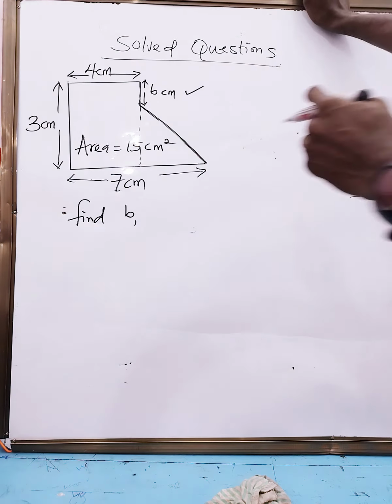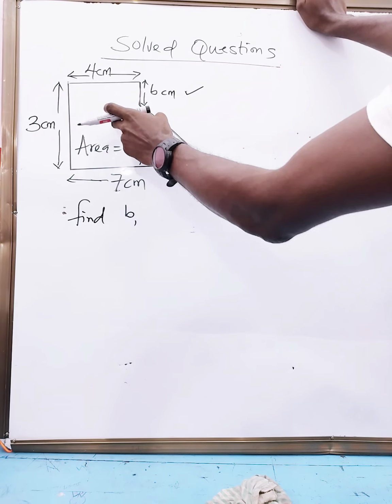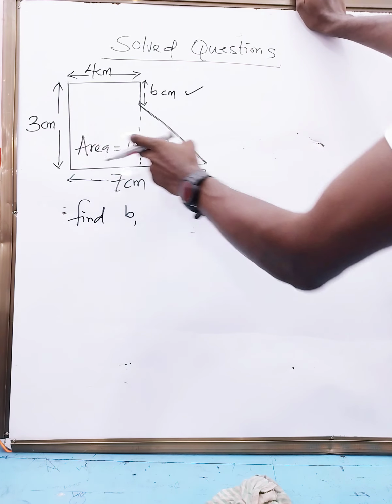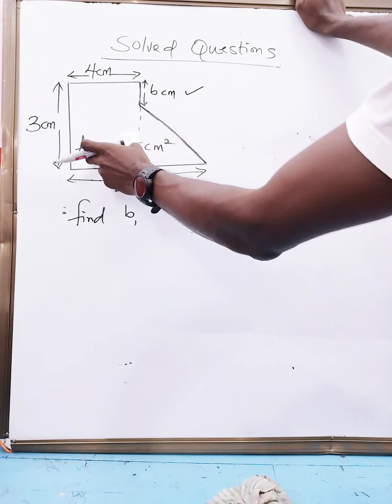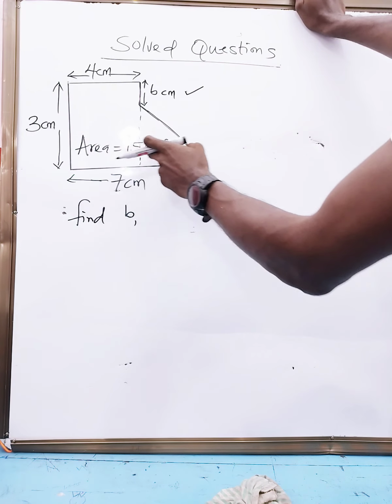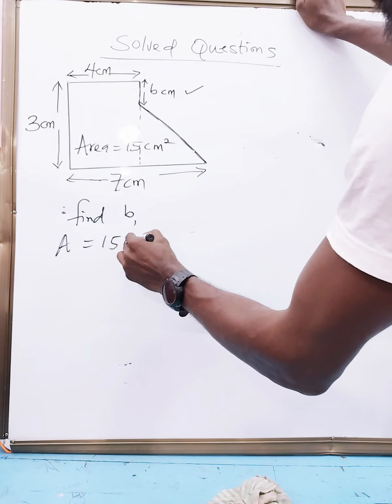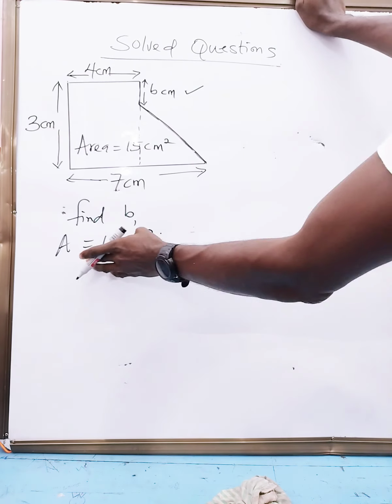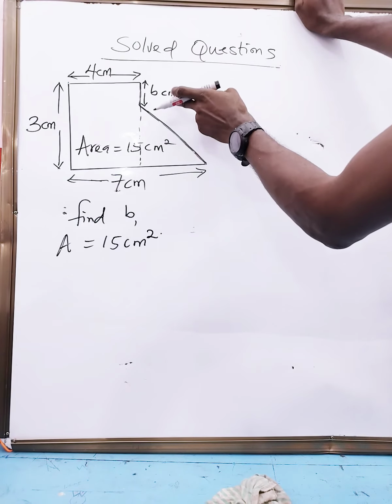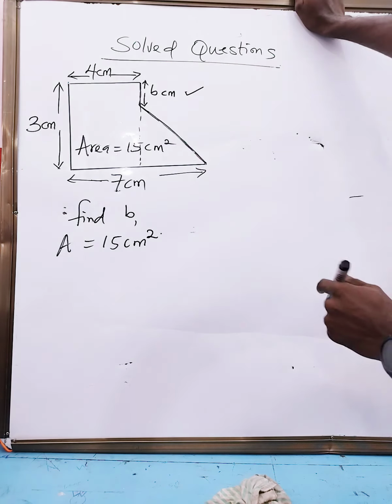Now let's see the area of this. We are given the total area, which is 15 centimeters square. So A equals 15 centimeters square. This one is given, but we are asked to look for the value of B.